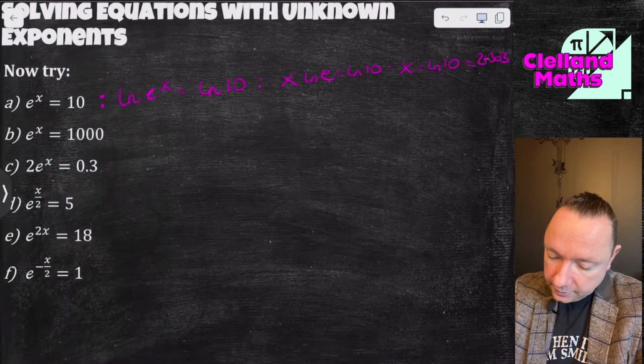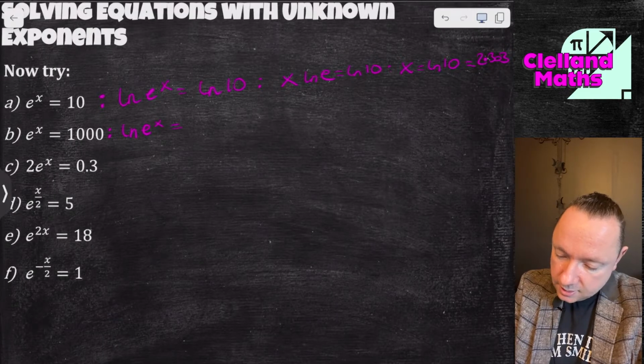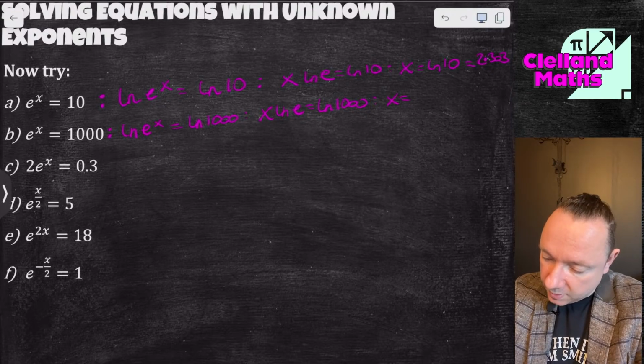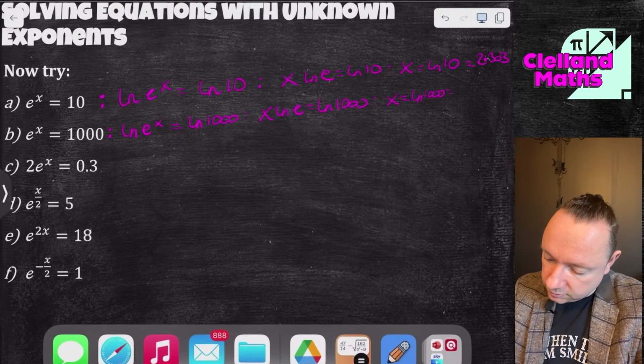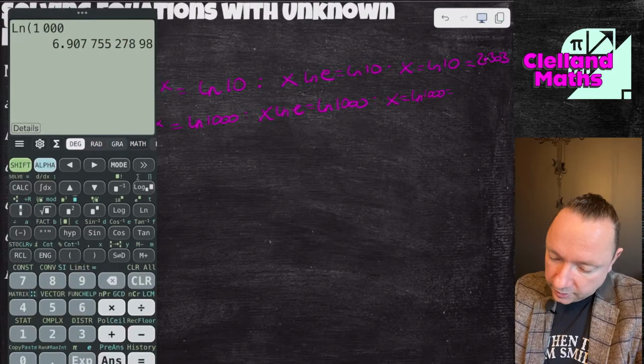Okay, another one. e to the x is 1,000. So ln e to the x is ln 1,000. So x ln e equals ln 1,000. So finally x equals ln 1,000, since ln e is 1, remember. Let's see what that is. 6.908.